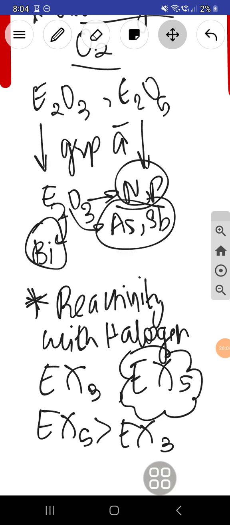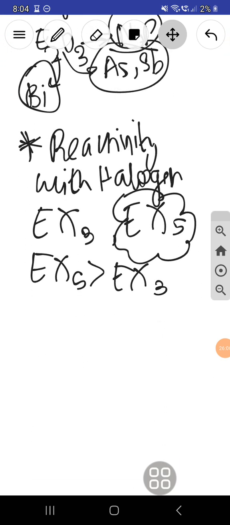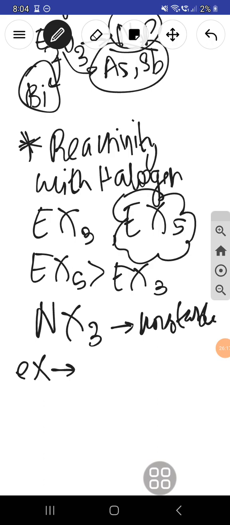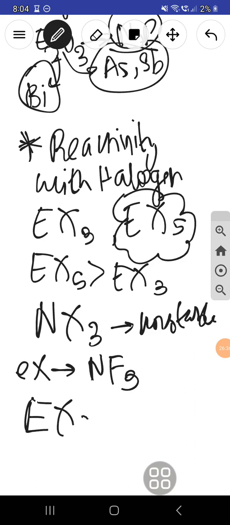We can actually see that the NX3 forms are especially unstable, but an exception to this is NF3, so it is stable. Then all the EX3 compounds are covalent.